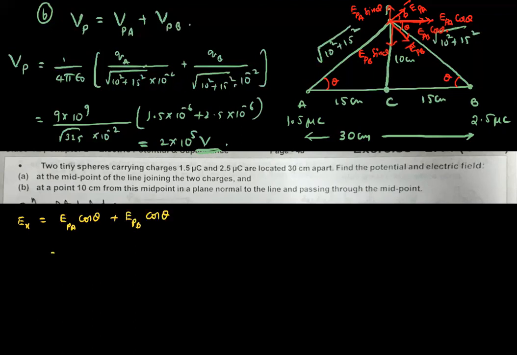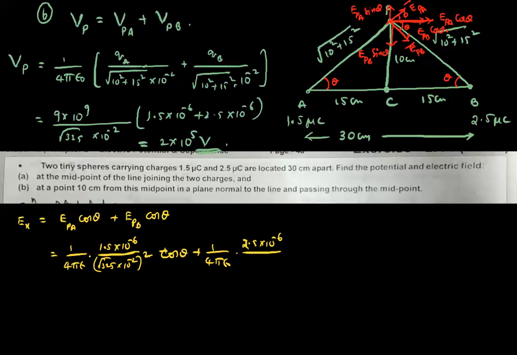Then what are EPA and EPB? 1 by 4 pi epsilon naught into 1.5 into 10 power minus 6 divided by root 325 into 10 power minus 2 whole square, into cos theta, plus 1 by 4 pi epsilon naught into 2.5 into 10 power minus 6 divided by root 325 into 10 power minus 2 whole square into cos theta.